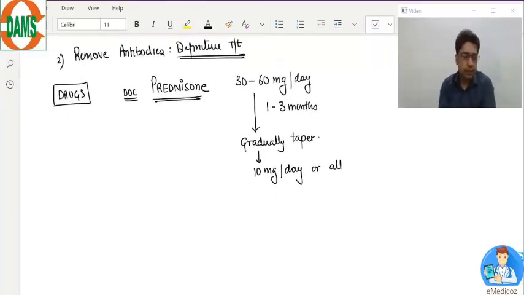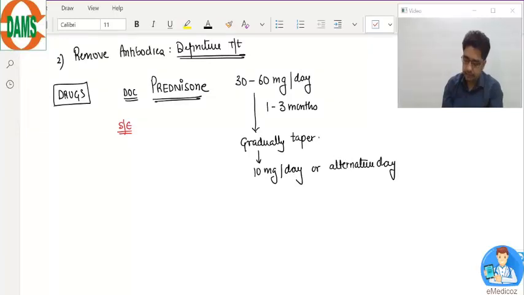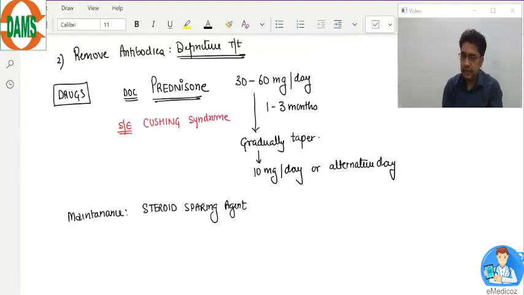But there is a problem with prednisone. If you give prednisone for a very long duration of time, it will lead to a syndrome known as Cushing syndrome. Cushing syndrome is because of corticosteroid, and prednisone is a corticosteroid. Hence, for long-term maintenance, we give steroid sparing agents. Why? Because there is no Cushing syndrome with steroid sparing agents.